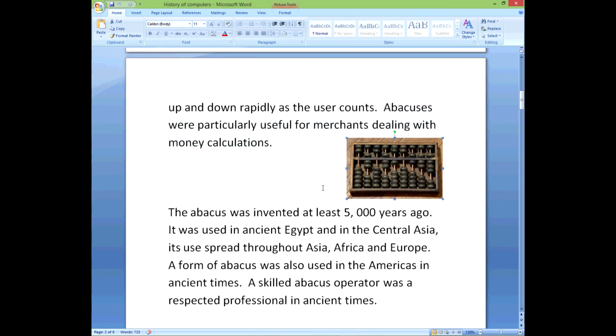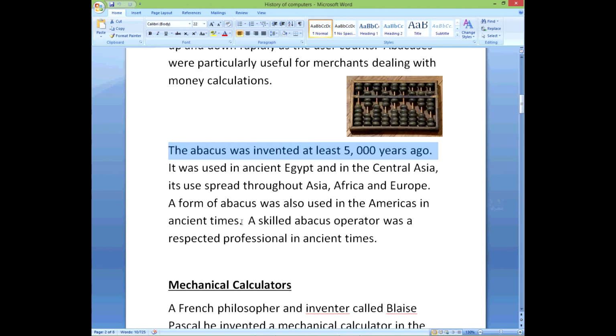Here's another example of an abacus. Please notice that they are using beads, look like some form of seeds. And this one is a wooden one. If you watch those old Chinese movies, you will see them being used. The abacus was invented at least 5,000 years ago. Alright, that's what the book says.